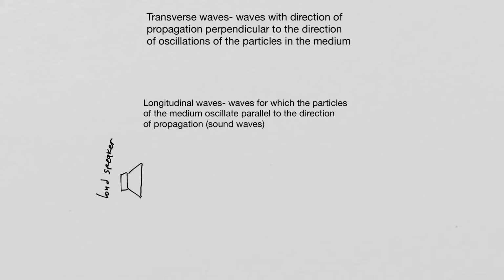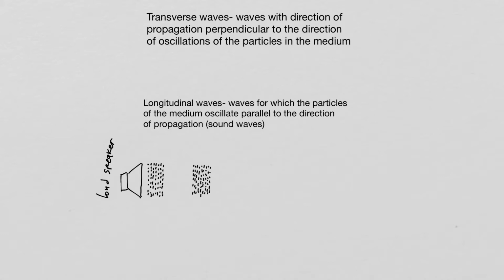So consider a loudspeaker. Loudspeaker has a membrane here, which, when the electrical signals come into the speaker, causes the membrane to oscillate back and forth. Well, this membrane will physically interact with the molecules or air molecules around it, and that's going to create compressions and rarefactions, regions of the molecules in the air around the loudspeaker.